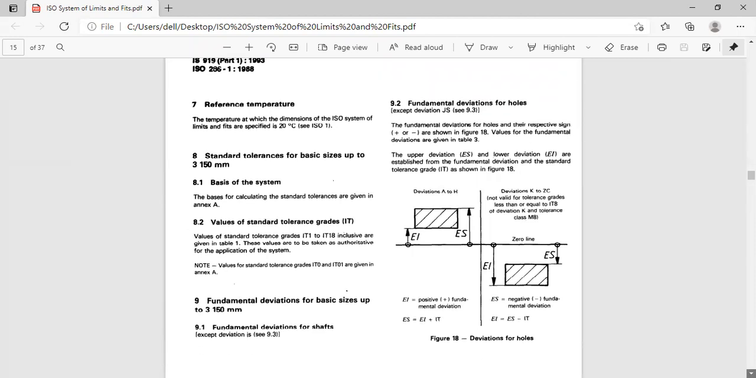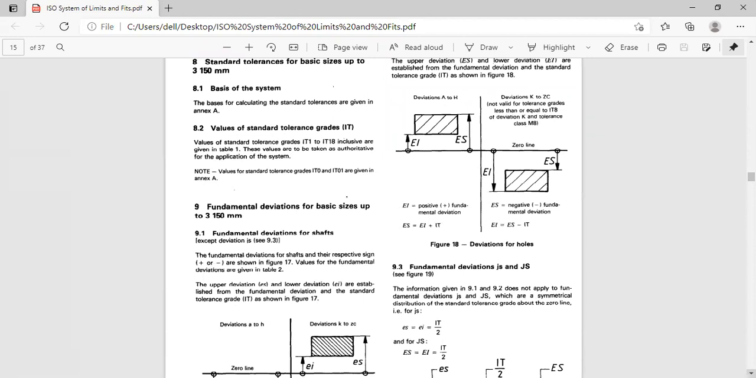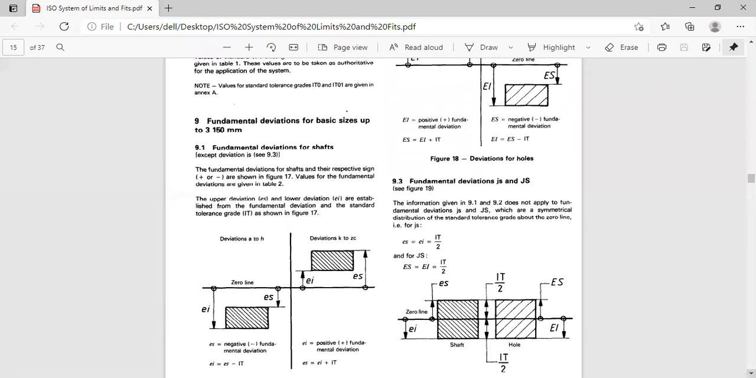So what are the fundamental deviations? We just try to discuss this as part of this topic. Fundamental deviations for basic sizes up to 3150 mm. Already I told you above 500 mm that small i can be taken as capital I. So the fundamental deviations for shafts and the respective signs, positive or negative, are shown in this particular figure. You just try to see how they are shown.